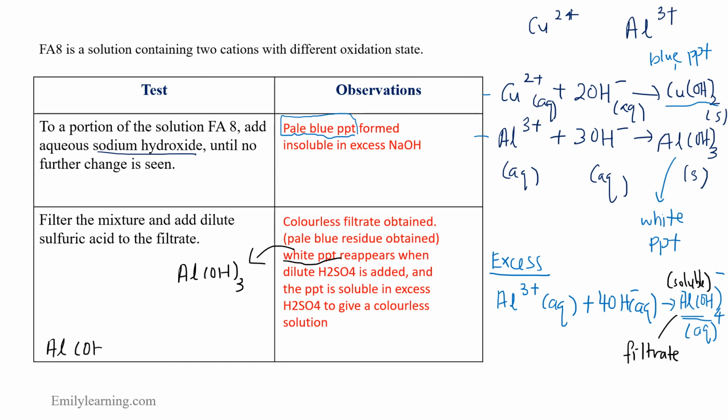Okay, so next, this white PPT will dissolve when we add excess H2SO4. Why? If you look at this, aluminum hydroxide is a base, right? And H2SO4 is an acid. What happens when you add an acid to a base? Well, you form a salt and water, right?